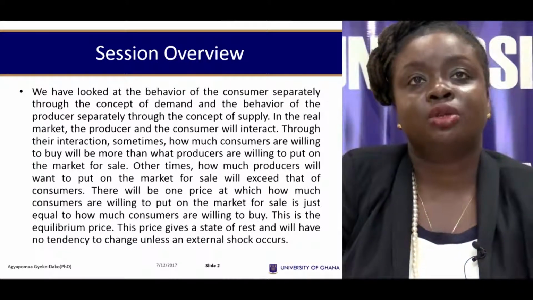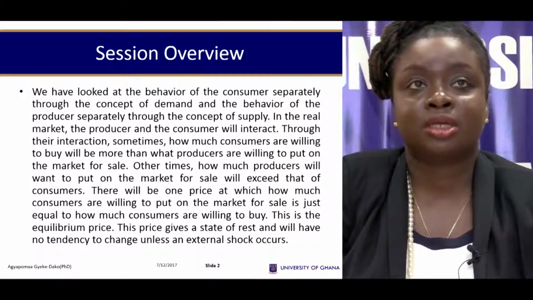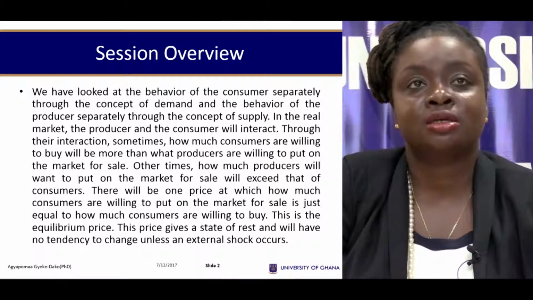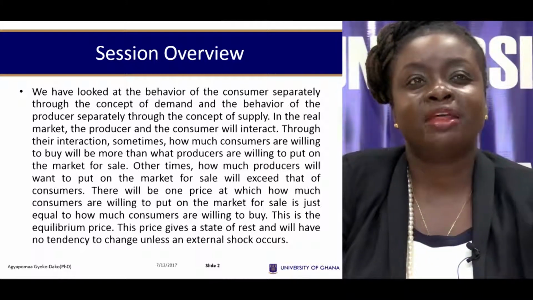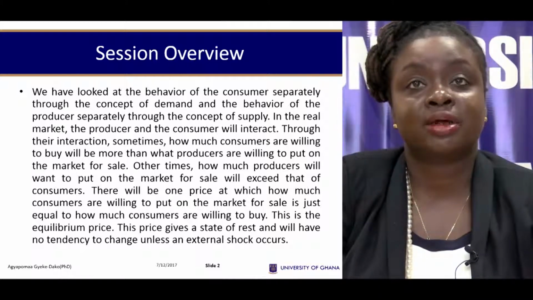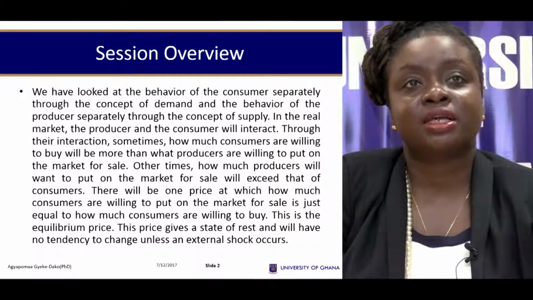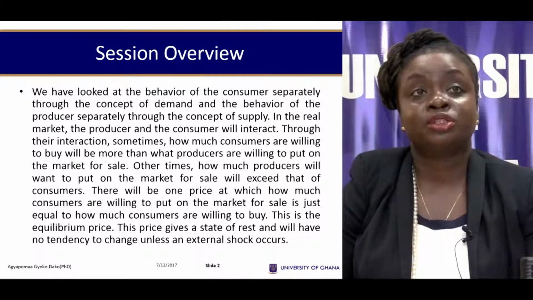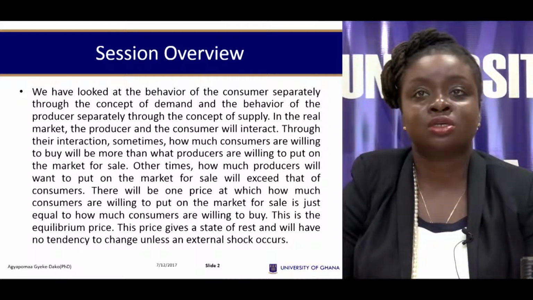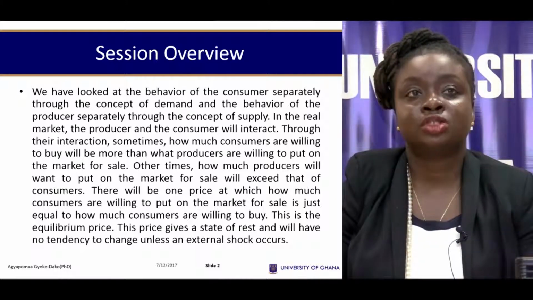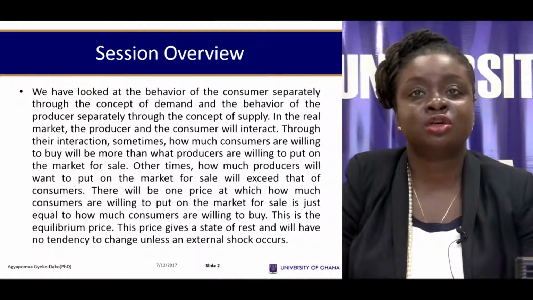In the first session, we looked at the behavior of the consumer separately. And in the second session, we considered the behavior of the producer separately. But remember, in the real market, the producer and the consumer are definitely going to be interacting. Through their interactions, sometimes how much the consumer would be willing to buy will be more than what the producers would be willing to put on the market for sale. Other times, how much producers would want to put on the market for sale would also exceed that of the consumers.